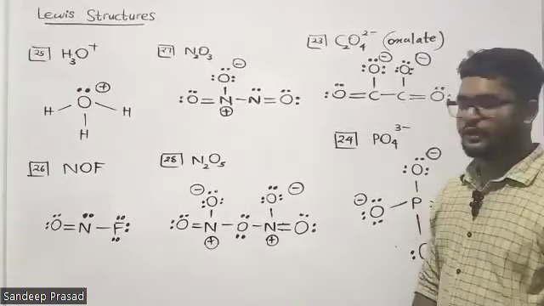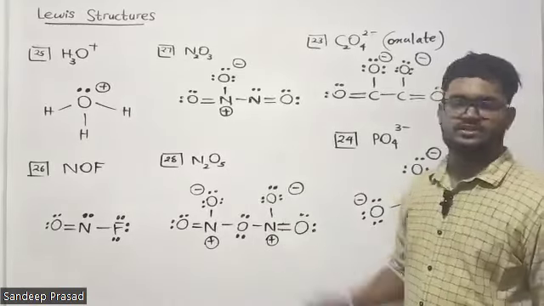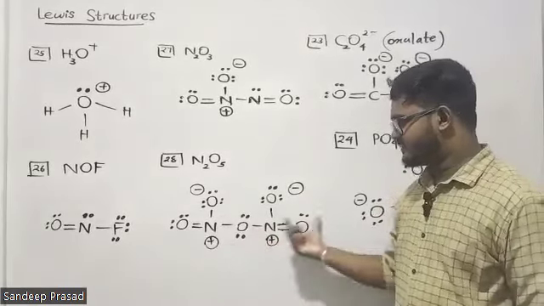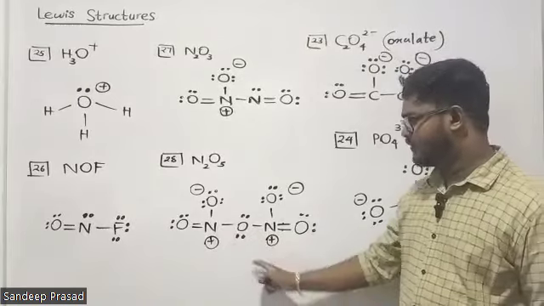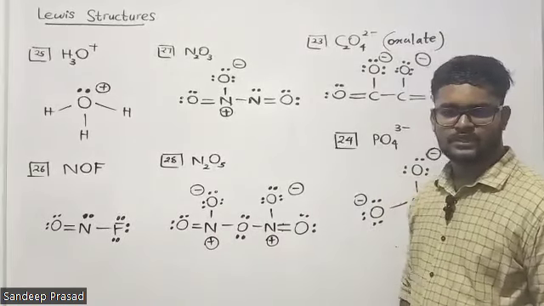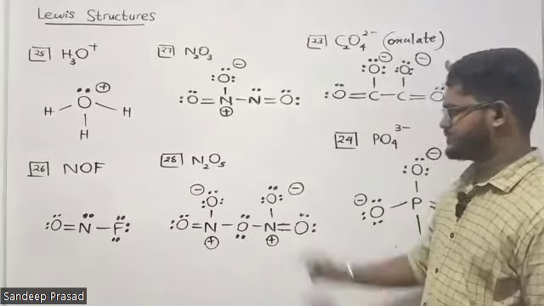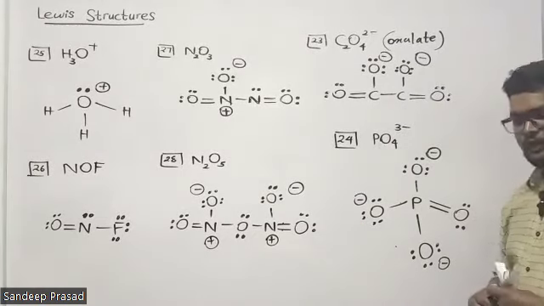Even though N2O5 is a neutral structure, the charge separation is a little bit greater. But we can see that overall charge is becoming neutral. Understood? Plus minus cancel, plus minus cancel. N2O5.